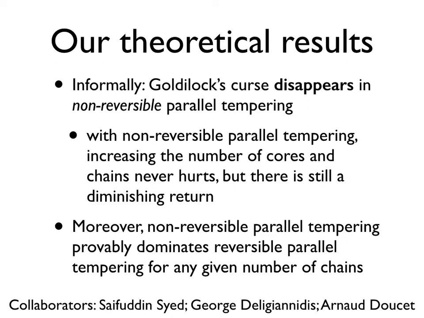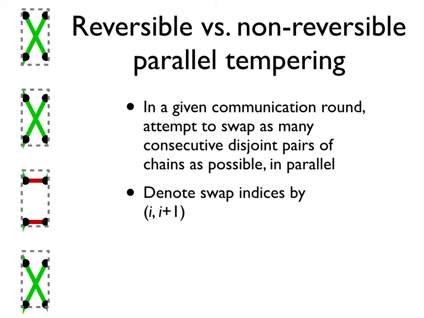And the optimization itself is usually approached using stochastic optimization. So our theoretical result informally states that Goldilocks curves disappear if we look at the non-reversible version of parallel tempering. What I mean by this is that with non-reversible parallel tempering, increasing the number of cores and chains never hurts, but I should emphasize that there is still a diminishing return, which I'll tell you more about a bit later. Moreover, non-reversible parallel tempering probably dominates reversible parallel tempering for any given number of chains.